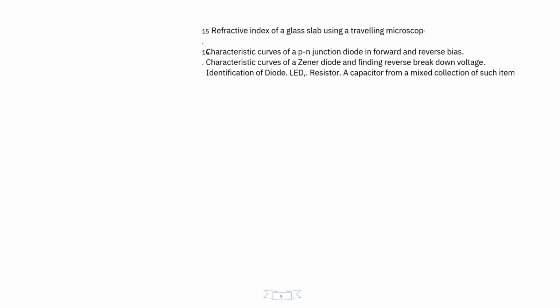14. The plot of the angle of deviation versus angle of incidence for a triangular prism. 15. Refractive index of a glass slab using a traveling microscope. 16. Characteristic curves of a p-n junction diode in forward and reverse bias. 17. Characteristic curves of a Zener diode and finding reverse breakdown voltage. 18.